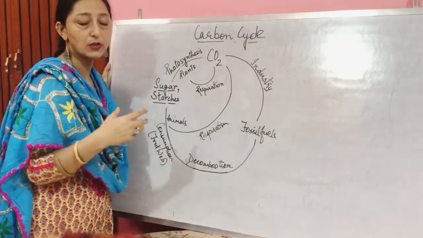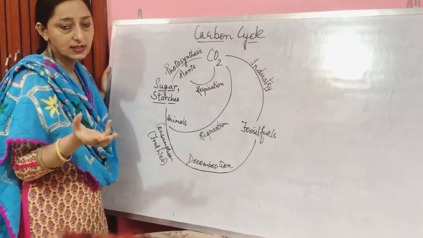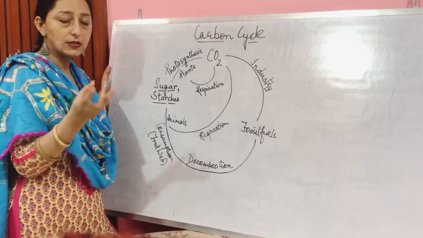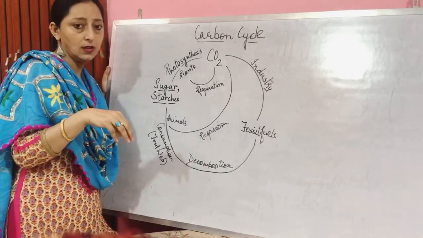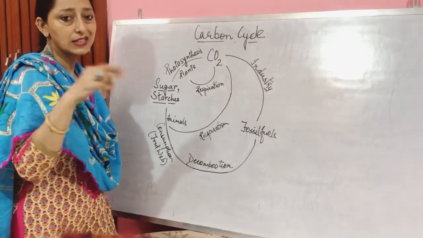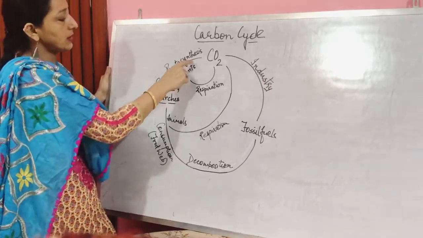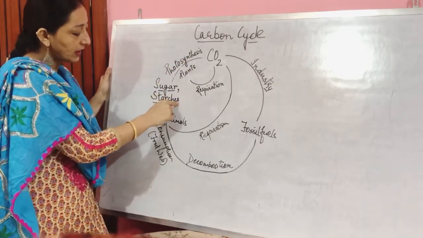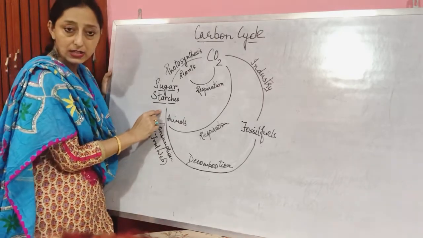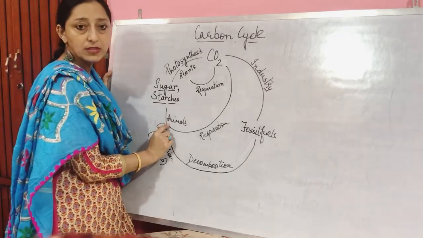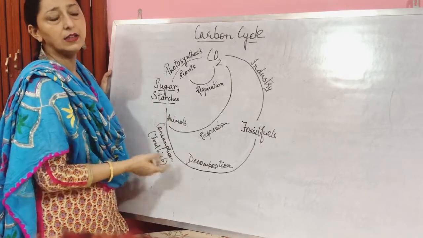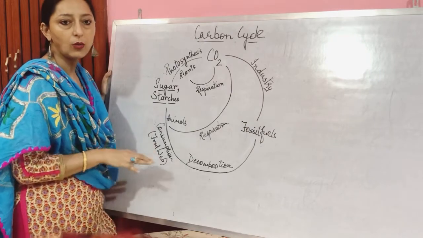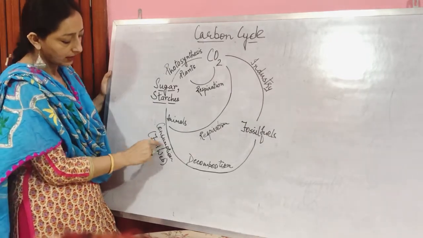Through herbivores, because there are so many organisms which are not able to prepare their food, so they have to depend on plants for their food. They are known as plant eaters, they are known as herbivores. So they see that a plant has prepared food, sugar, starch, and then that plant is used by those herbivorous animals. Okay, and it forms an essential component of plant and animal tissues. Now they consume it.